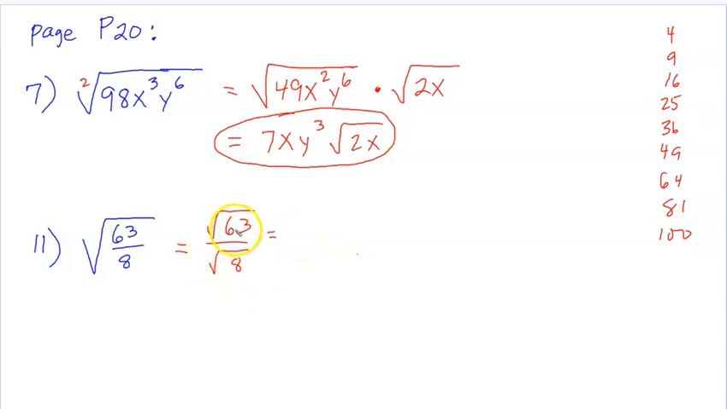So let's start with 63, the square root of 63. All right, close. It's not in this list. So the best thing I can do to simplify this is to pick a number from the list that divides evenly into 63, and that number is 9. So I'm going to represent the square root of 63 as the square root of 9 times the square root of 7. And I'm going to do that same line of thinking for the square root of 8.